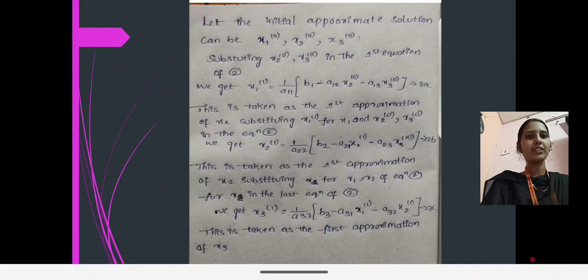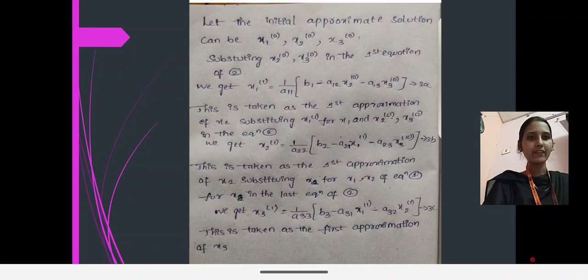Substituting x2^(0), x3^(0) in equation 2, we get x1 = 1/a11 (b1 - a12x2^(0) - a13x3^(0)). Let us consider this as equation 3a.